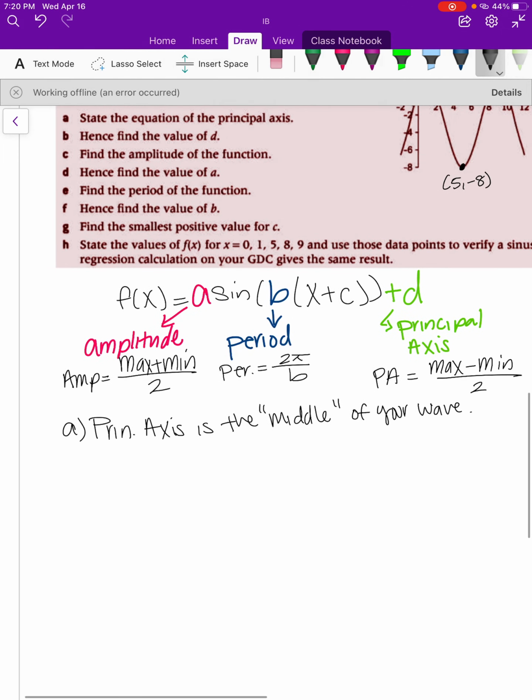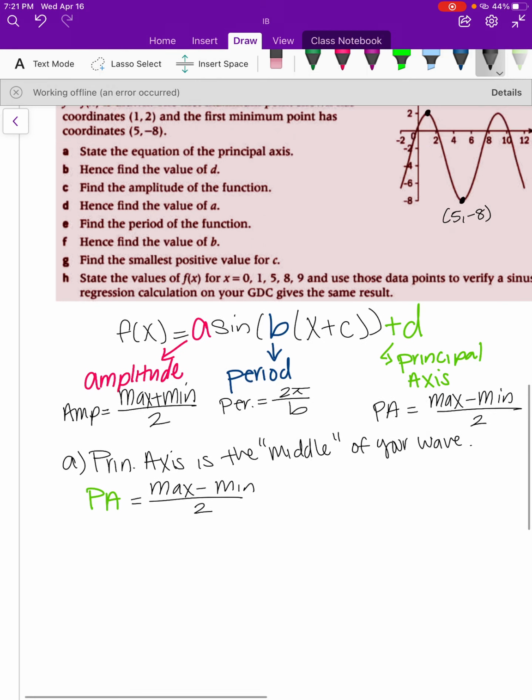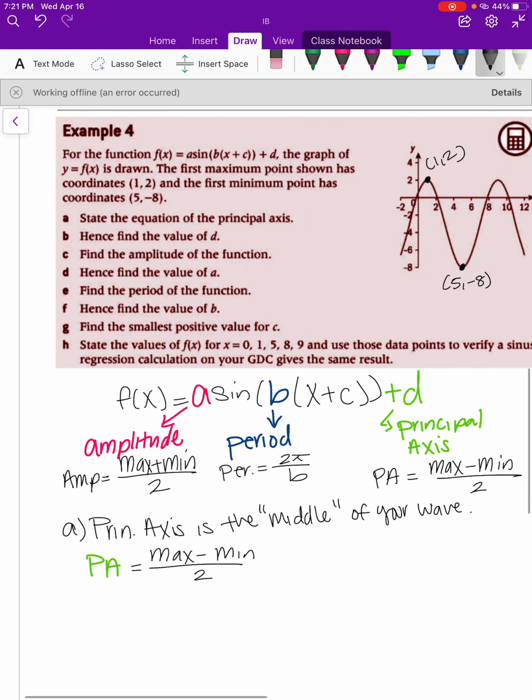So we're going to use our principal axis formula. So PA is equal to your maximum minus your minimum divided by 2. Now you'll need to know this formula, and it kind of makes sense if we're trying to get half the distance of something, and not necessarily the middle, just the distance between, or this one's principal axis. We do want the middle. In that case, for our principal axis, we are going to add.